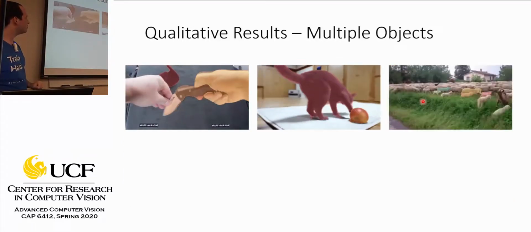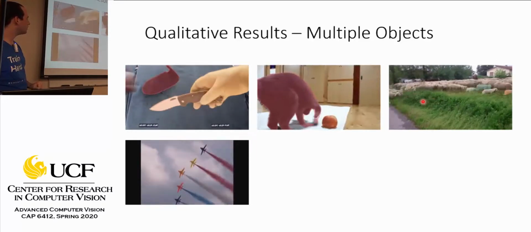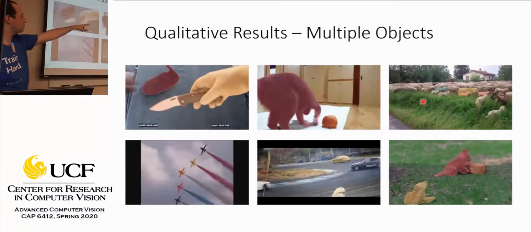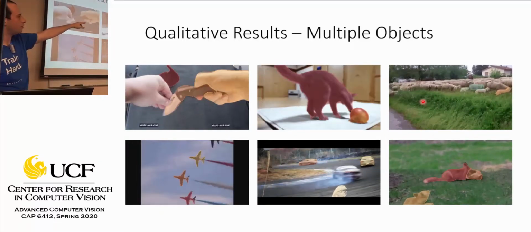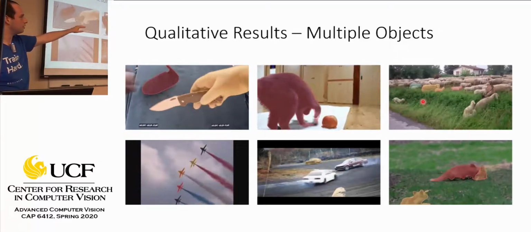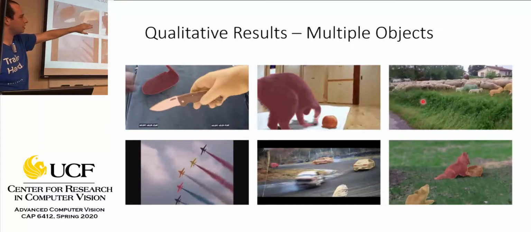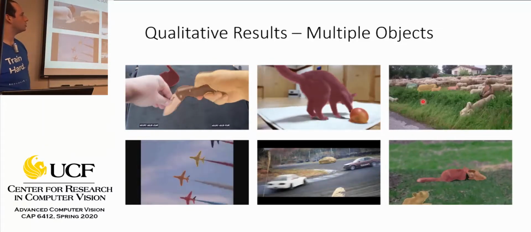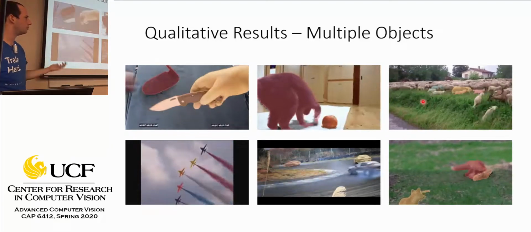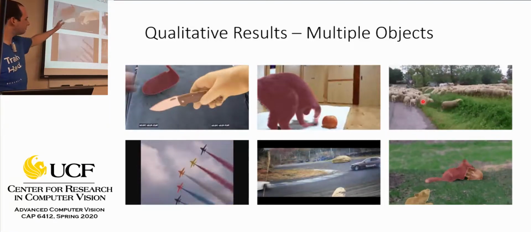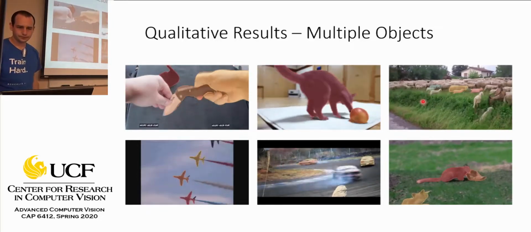So here's an example with multiple objects. If you look at the top right, there's quite a few sheep that we have to segment, a flock of sheep, and the network is not distracted by the other sheep, which tends to happen in some models that do re-ID and things like that. So yeah, there's some more examples.